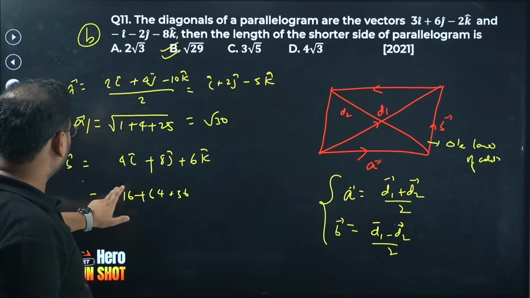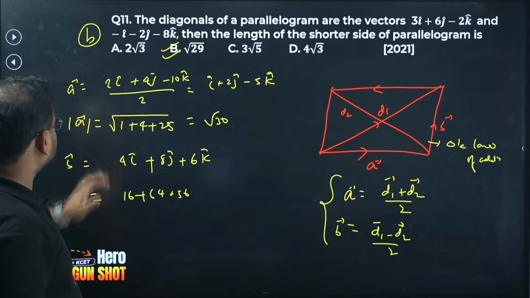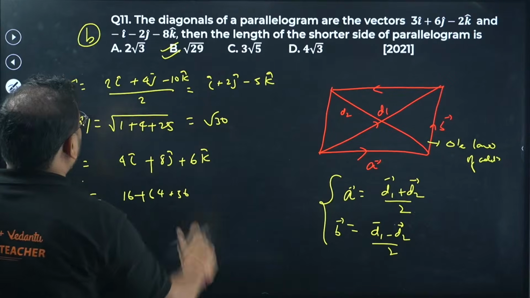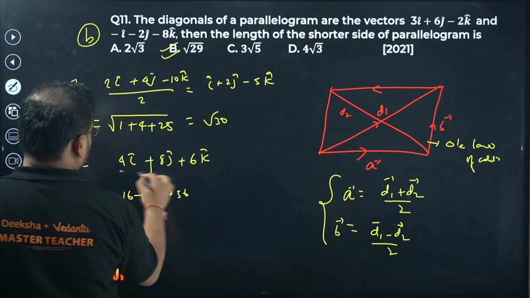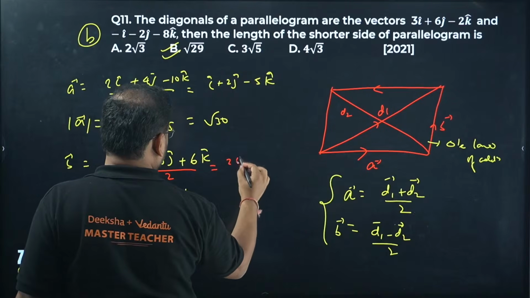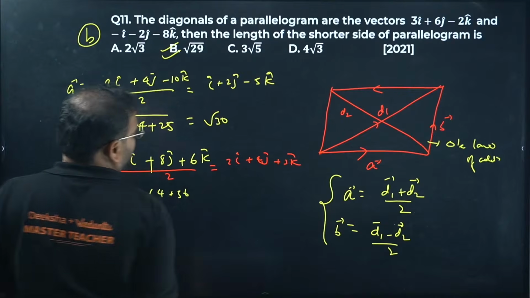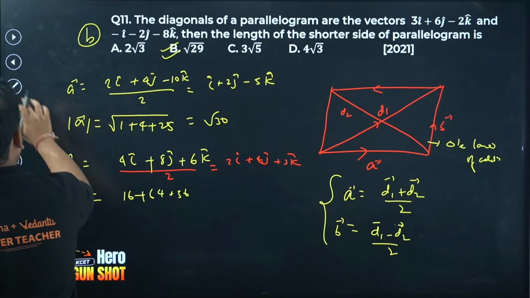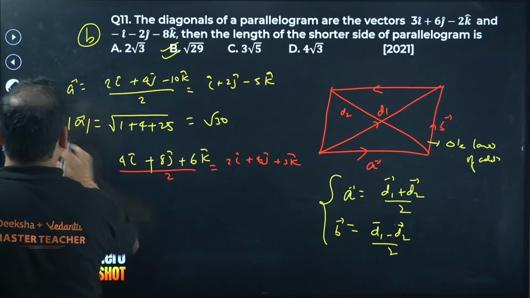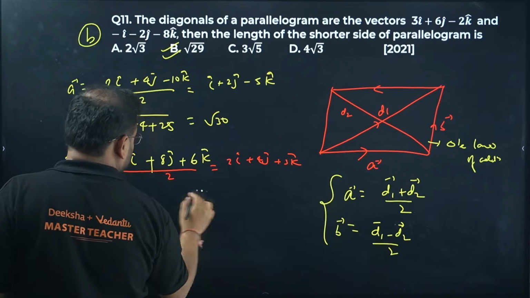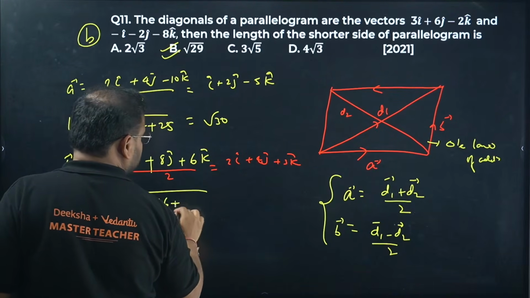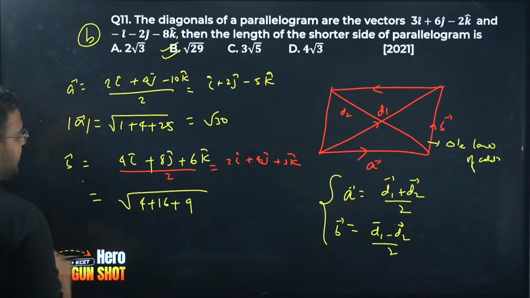Did I do? No. 1 second, guys. So if I do that, I get 4 and 8 and of course 6 divided by 2. You'll get what? 2i cap, 4j cap and 3k cap. What is this going to be? 1 second. Sorry, I got confused. 4 plus 16 plus 9. 29, yeah.